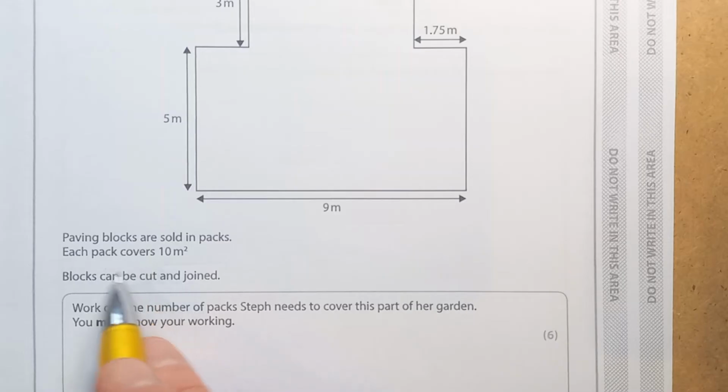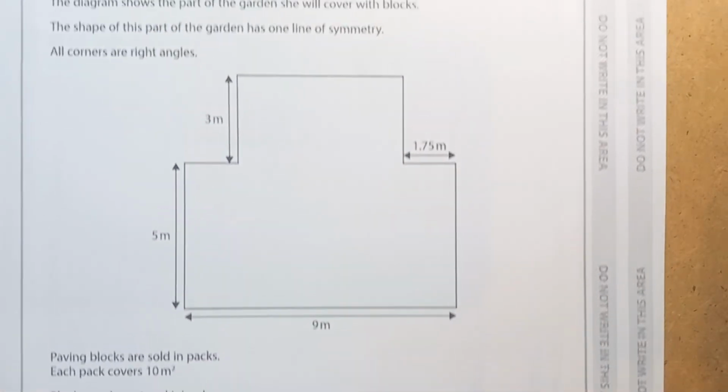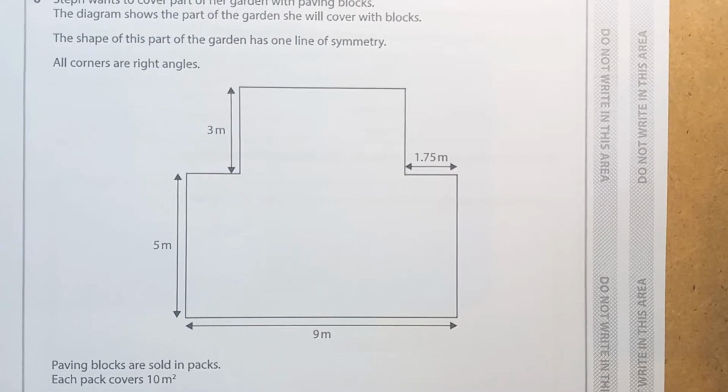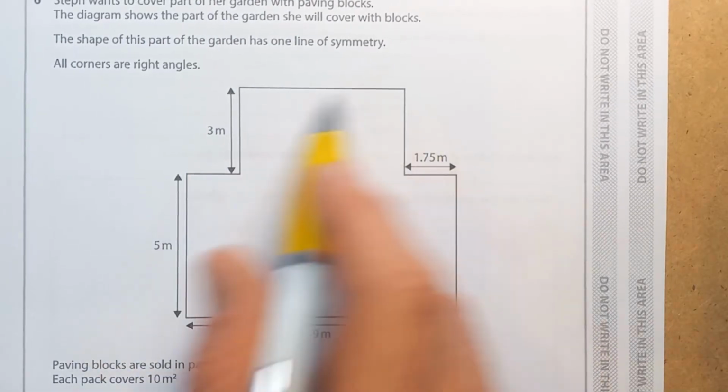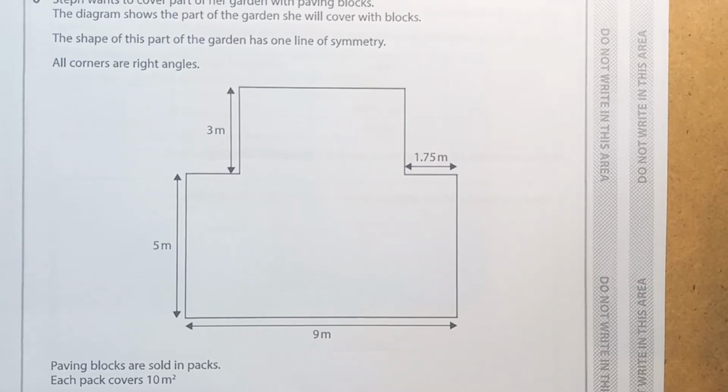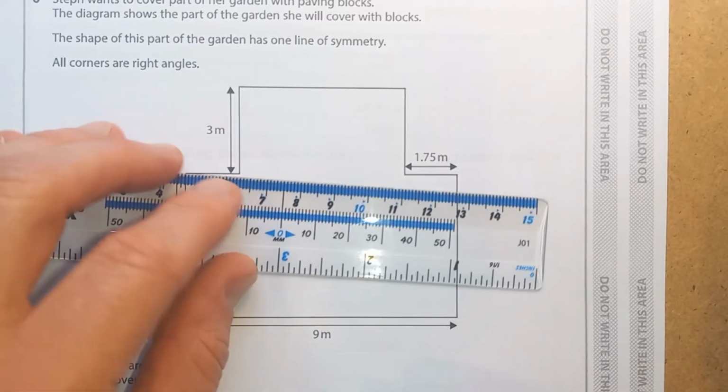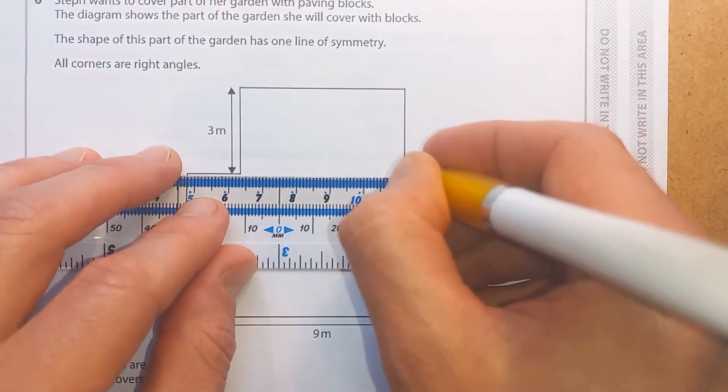Right, well, we know how much space we can cover with one pack. So we need to work out how many packs. So that means we want to know the total space, or the total area, of this shape here. Well, to make it a bit nicer, I'm going to split this into rectangles.